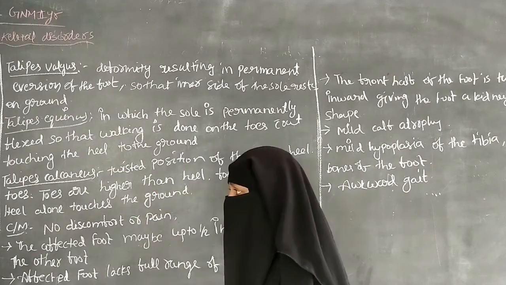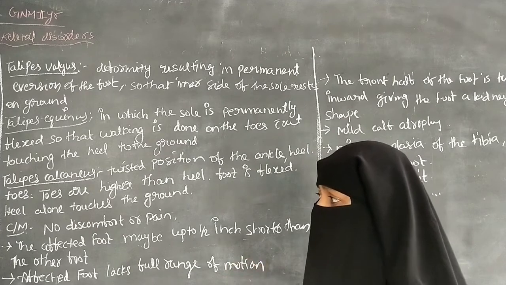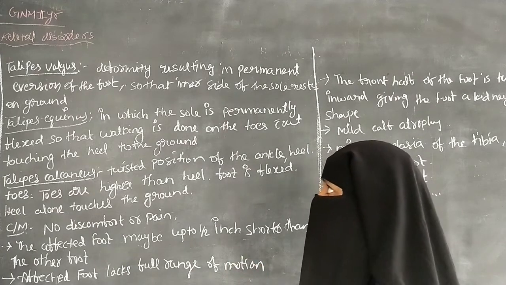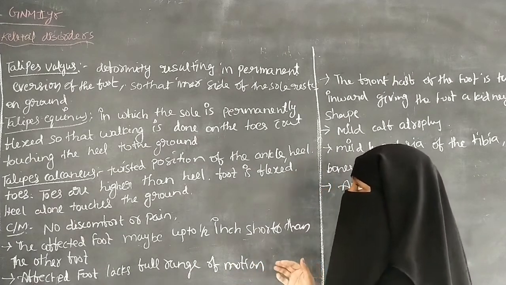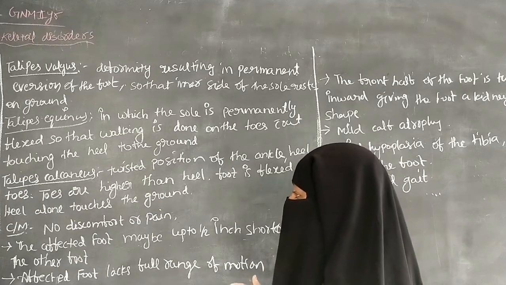The four types include Talipes varus, Talipes valgus, Talipes equinus and Talipes calcaneus.